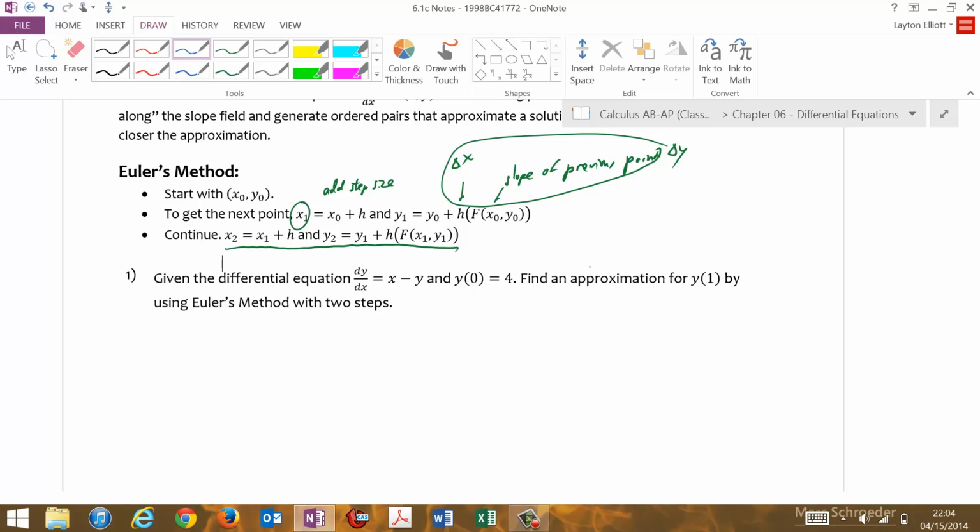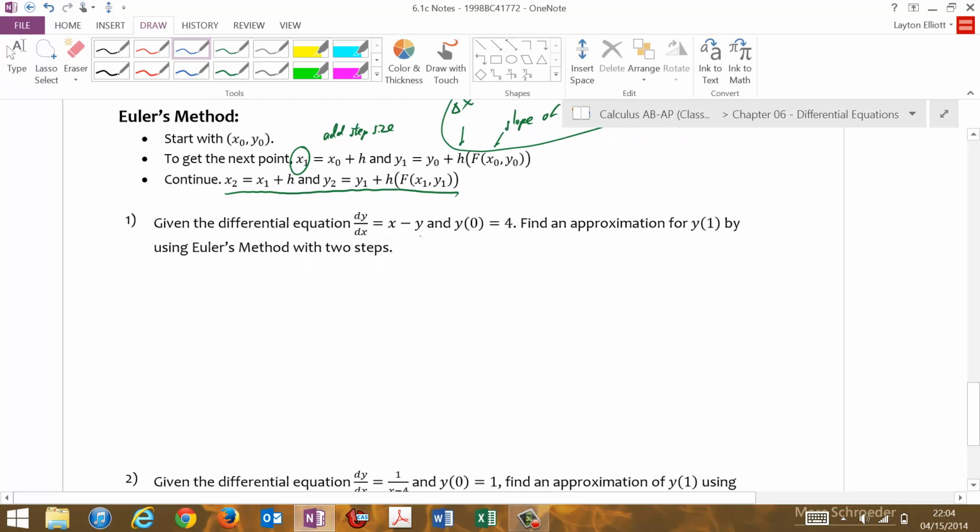So let's do another example. Given the differential equation, dy/dx is equal to x minus y, and our initial point of y(0) is equal to 4, let's find y of 1 with 2 steps. 2 steps means 1 step, 2 steps. Means that my delta x, also called h, is just going to be equal to 0.5. Not a very good approximation, but it will get us there quicker.